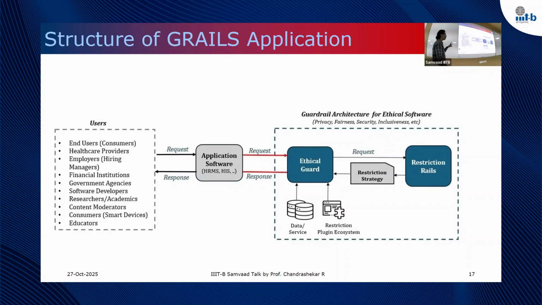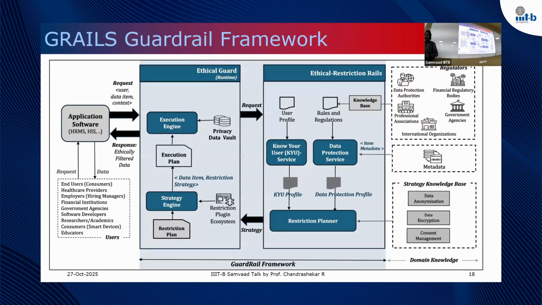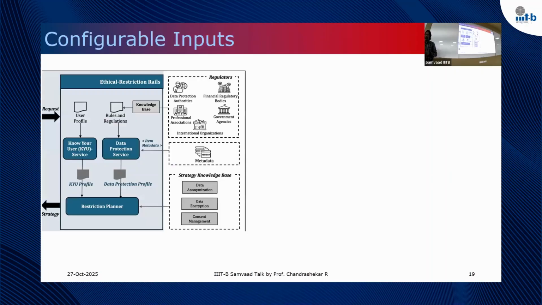So you can easily guess where that configuration is coming from. The configuration is coming from restriction rails, which is drawn far away from the application software. So what we are saying is, you change the rails, the strategy changes, the output changes, right? So that is essentially the broad structure of GRAILS. I will come back to the big picture. So let me take it part by part.